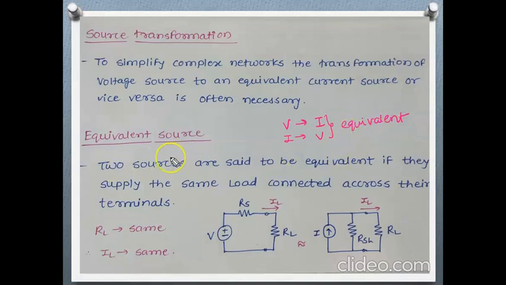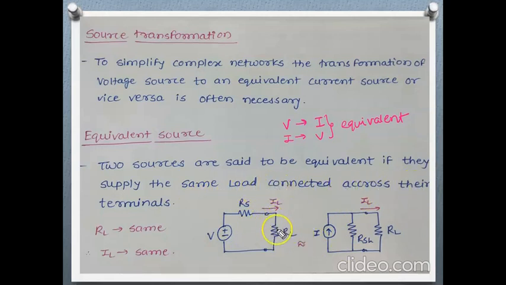And what is meant by equivalent source? The two sources are said to be equivalent if they supply the same load connected across their terminals. Suppose we have this voltage source and RS is connected in series with this source. That means RS is the internal resistance of this voltage source. So it is a practical voltage source, and RSH is connected in parallel with this current source, so it is a practical current source. If we want to transform this practical voltage source to a practical current source, then it must satisfy one condition, that they supply the same load connected across their terminals.